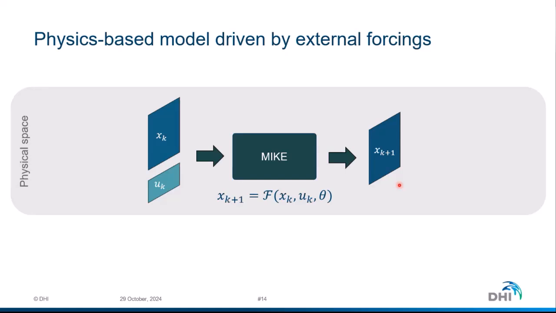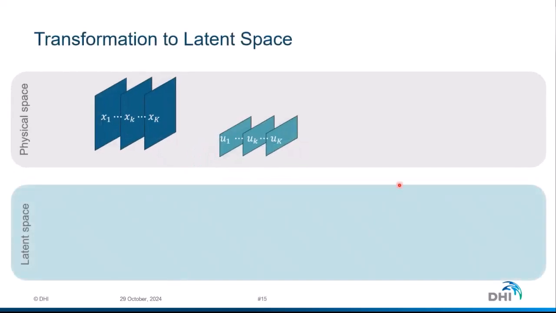And since we know that the solutions and also the input here are relatively smooth, we want to do a low order representation of all these states.